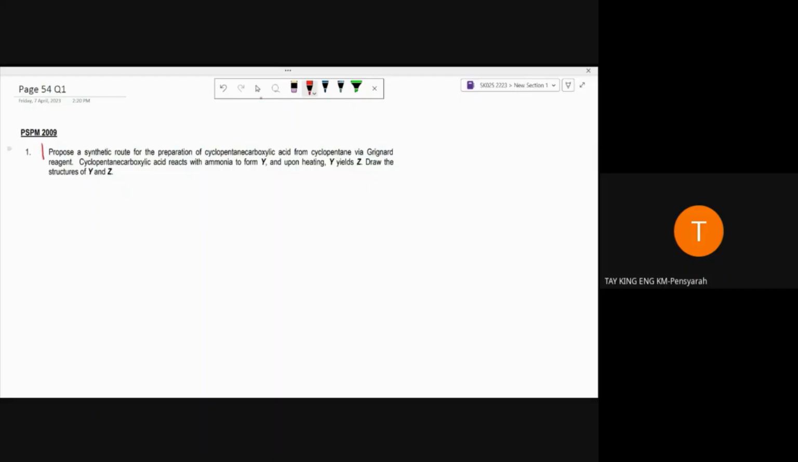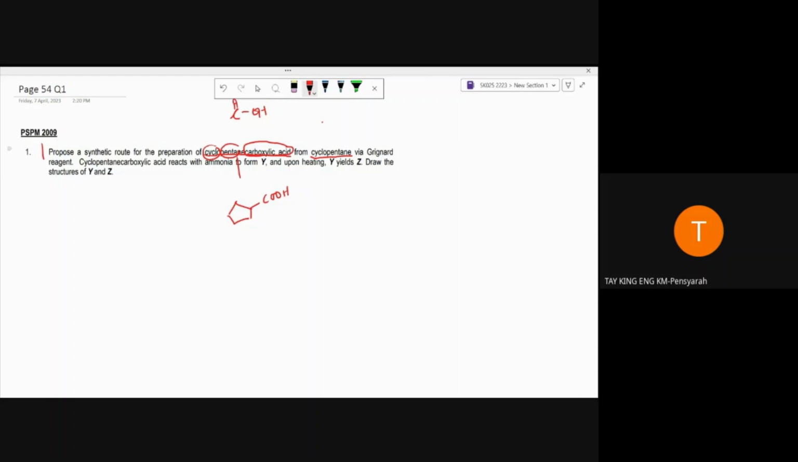Propose a synthetic route for the preparation of cyclopentane carboxylic acid. So from the name carboxylic acid, we know that it will have COOH. And then cyclo means that they will have a ring shape with 5 carbon. Okay, so I draw at the bottom here. So this one will be cyclopentane carboxylic acid. And then from the cyclopentane.